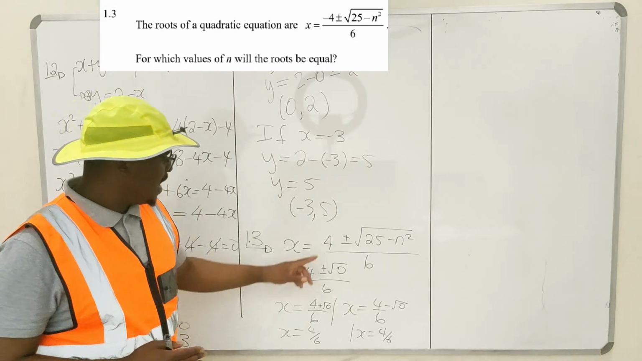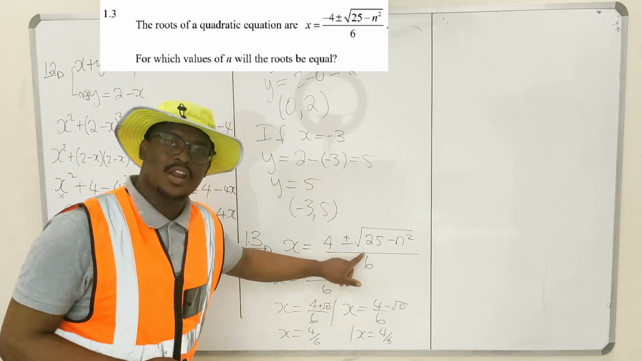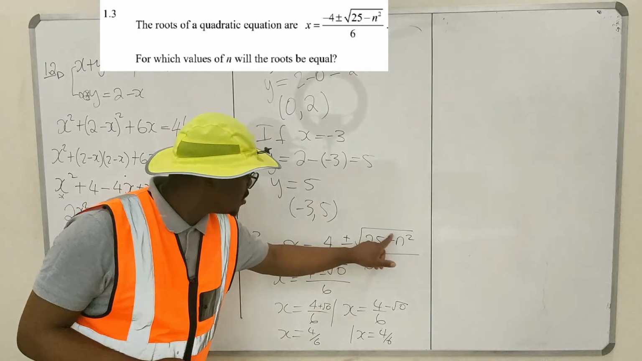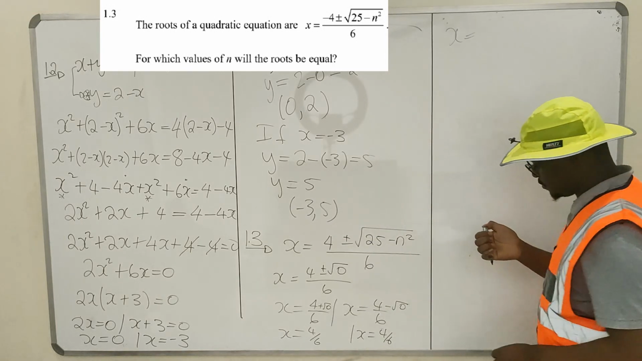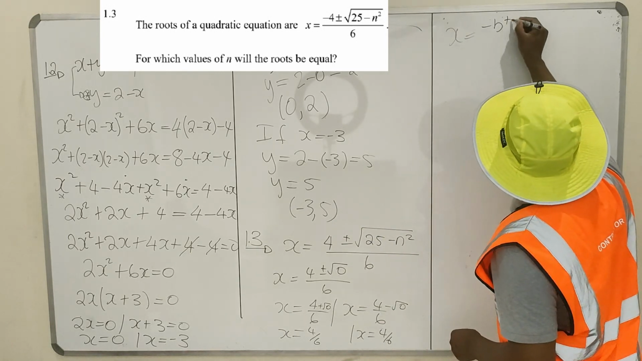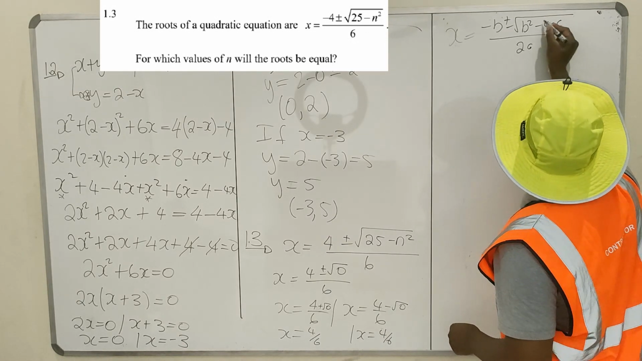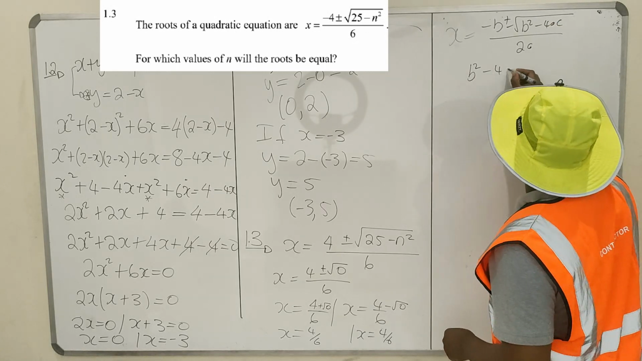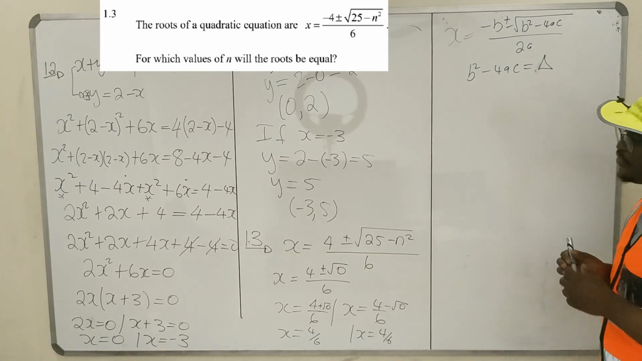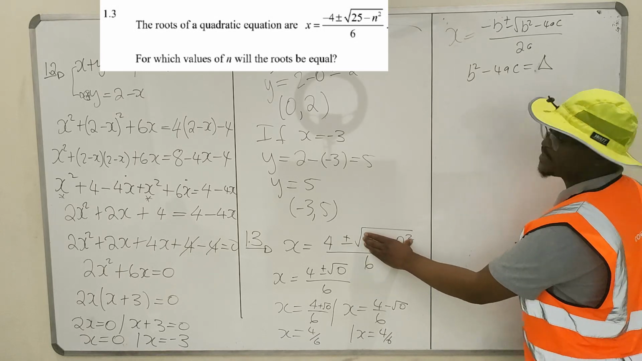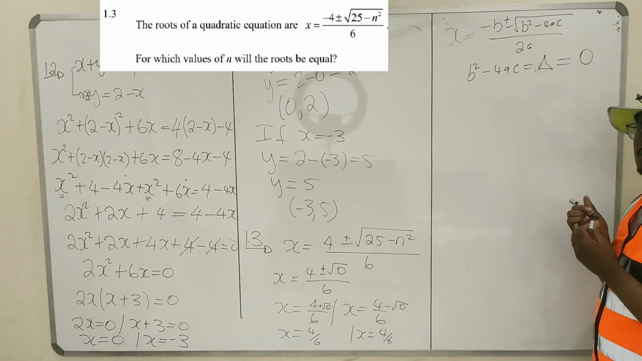If your roots are equal, then for your roots to be equal, your discriminant, this part under the square root, is called the discriminant. The discriminant, which is this part, should be equal to 0. So you know your quadratic formula is x equals minus b plus or minus square root of b squared minus 4ac all over 2a. The part under the square root, b squared minus 4ac, is called what? The discriminant. So if you want equal roots, this part under the square root must be 0, right?